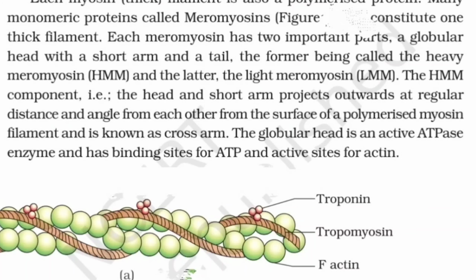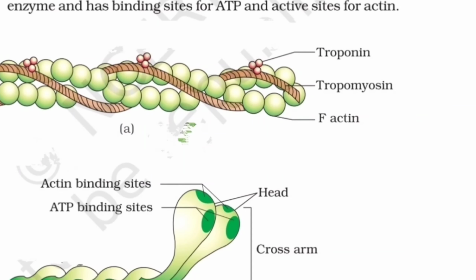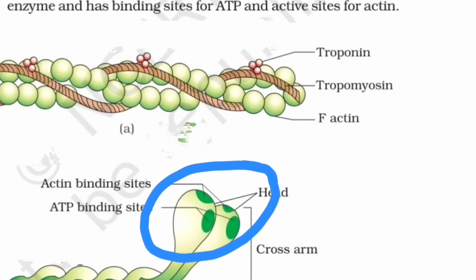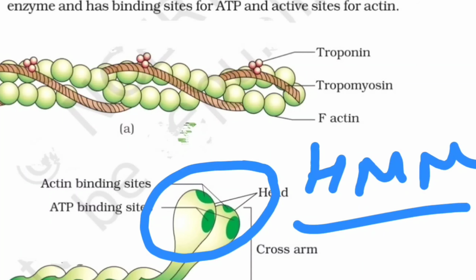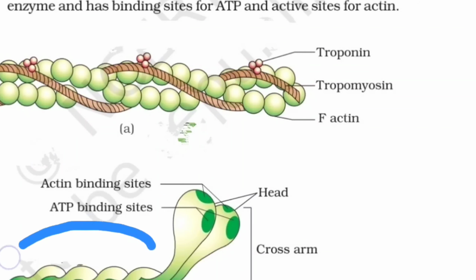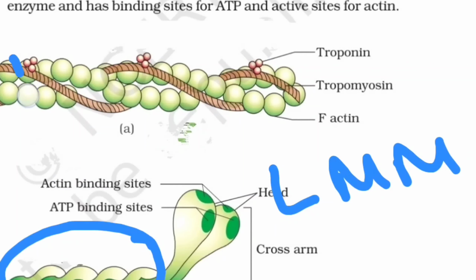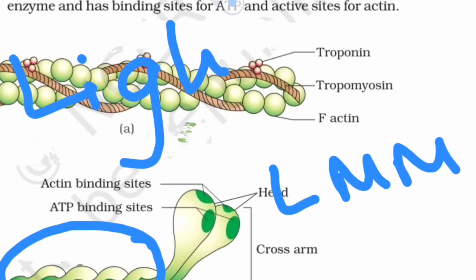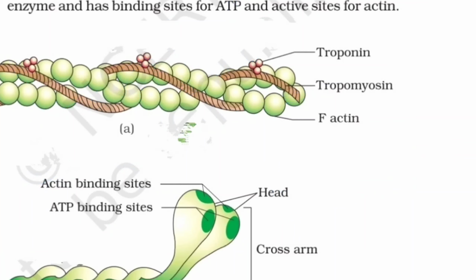Now I am going through the diagram. Here we have the myosin structure. This portion is called a head, correct? We will call it HMM. And what does this HMM mean? This is responsible for the heavy meromyosin, whereas the tail is made up of LMM. And what does this LMM mean? This is none other than light meromyosin.